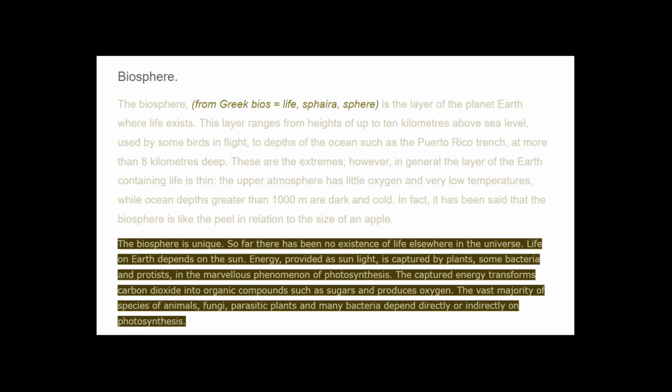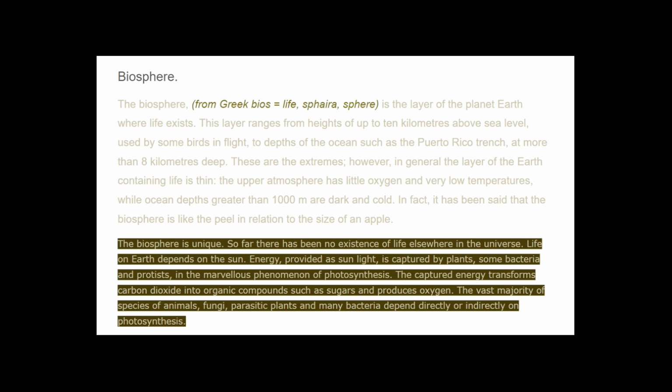So notice some birds in fact fly up to 10 kilometers above the surface of the Earth. These extremes, however, in general, the layer of the Earth's surface is thin. The upper atmosphere has little oxygen and very low temperatures. That's why it's very surprising that you can find birds flying up to 10 kilometers above sea level, because at that height, the temperature is very low and the level of oxygen is very little.